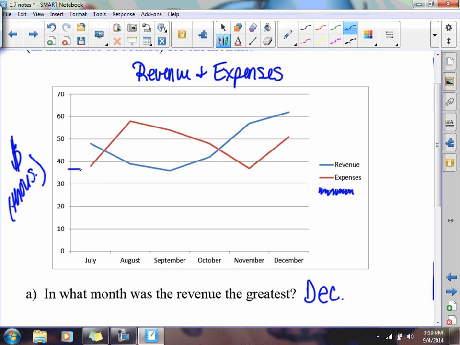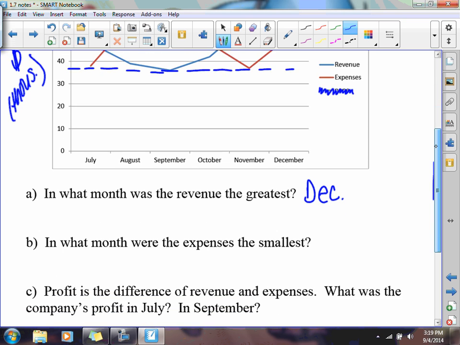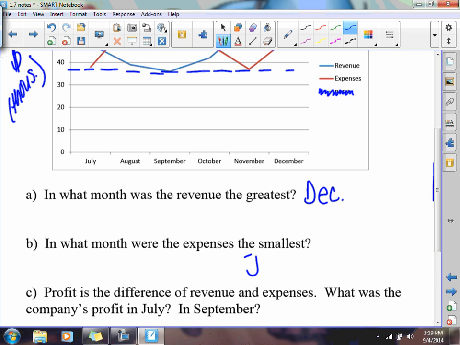I could maybe draw in kind of a line here and compare where they would go. It's kind of hard to draw a straight line. So I think you could make a case for saying that there might be more than one correct answer here. Their expenses might have been the smallest in either July or November.